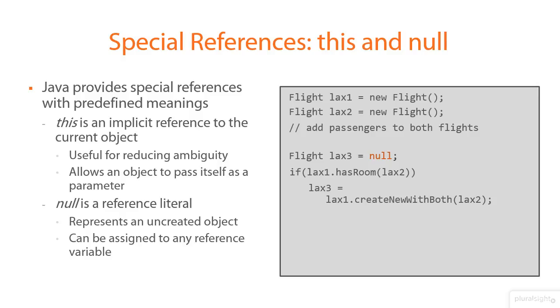Let's say that later in our program we do some work and we want to know if lax3 was actually assigned a flight or not. Well, we can compare lax3 to null. So we're saying, if lax3 is not equal to null, in other words, is lax3 no longer pointing to nothing? Does it point to something? If it does, we know the flights were combined, so we could print that value out.